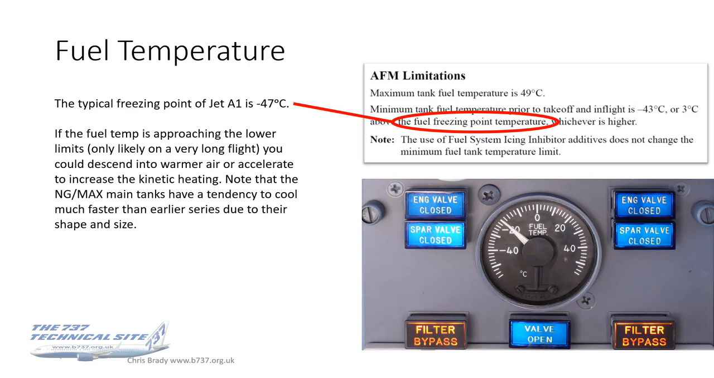Now, if the fuel temperature starts approaching these low limits, which is only likely on a very, very long flight, I've never personally seen it down much below minus 30, then you can either descend into warmer air or accelerate to increase the kinetic heating. Now, acceleration is not going to get you very far or very quickly, to be honest. We know that kinetic heating is around about 1 degree per 10 knots, and up at cruise altitude, you don't have that many knots to play with. So really, the realistic option is to descend into warmer air.